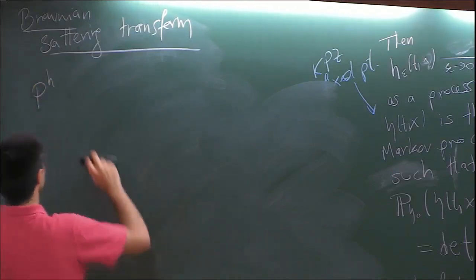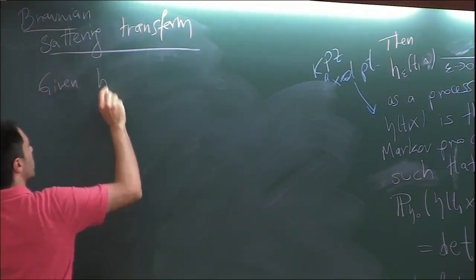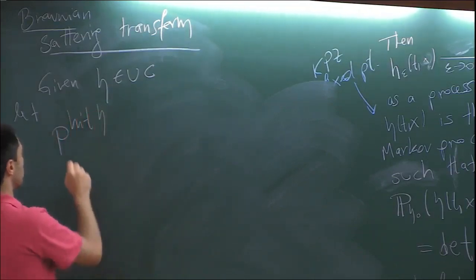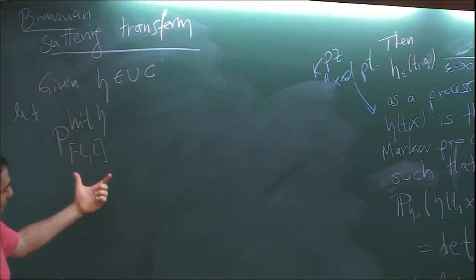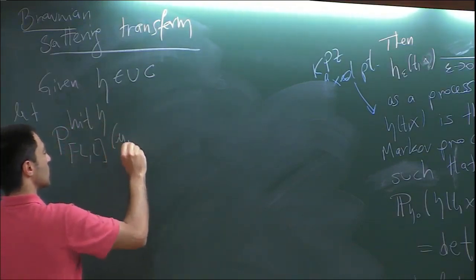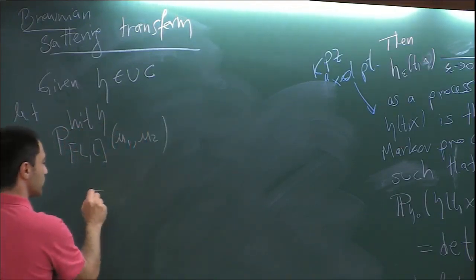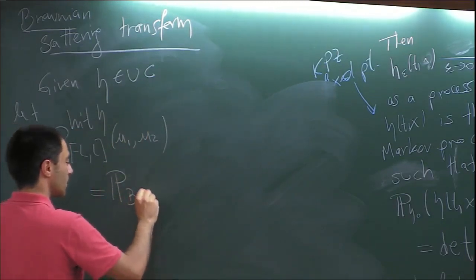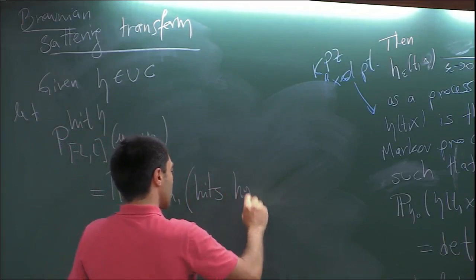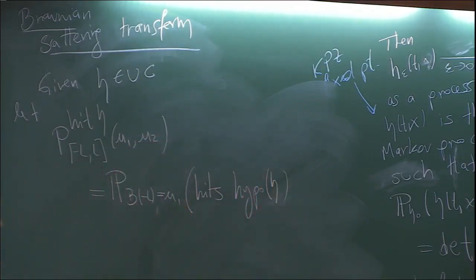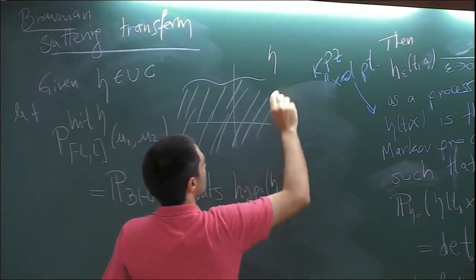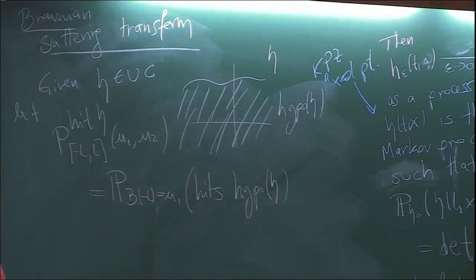I'm going to introduce some notation first. Given an upper semi-continuous function, I'm going to define an operator. It's going to be the probability that a Brownian motion hits the hypograph of this function. It's an integral operator, and it's the probability that a Brownian motion started at U1 hits the hypograph of H. If this is H, that's the hypograph of H, everything that's below H.